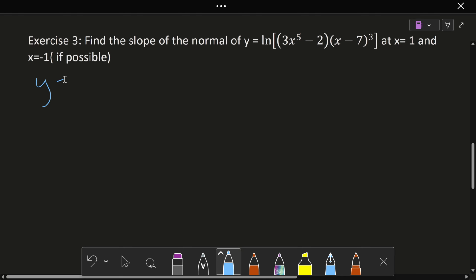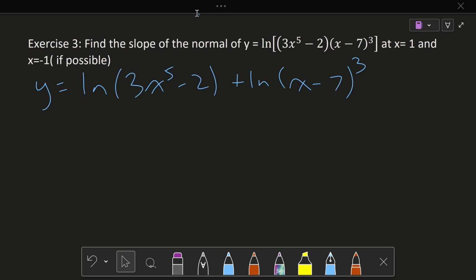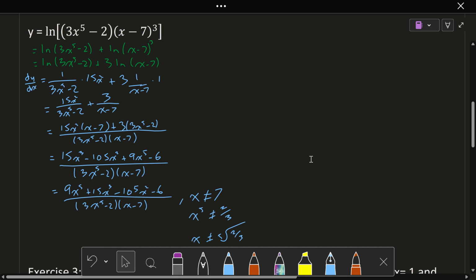So let's just look at that y. Let's use some of our log rules. We can split this apart. Okay, so we can split that apart. And we can continue doing this, but if you're paying attention, doesn't that equation look similar? Don't we have that right up here?